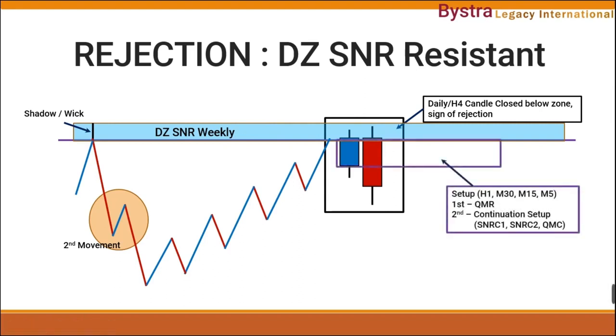We wait for a setup. Look for the setup in this area. So if this is an H4 time frame rejection, we will look for the setup at the H1 and below. If this is the daily rejection time frame, we look at the H4 time frame and below. Normally the QMR pattern will come out first, followed by the continuation setup. So price will come in to take the order and continue on the new trend. Let's look at the example on the chart.